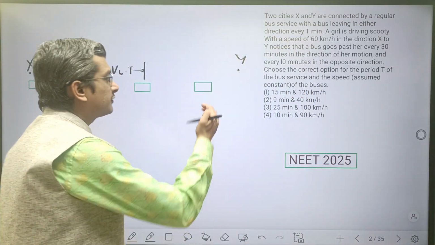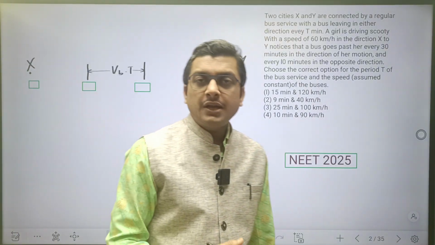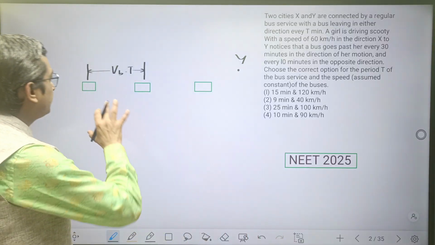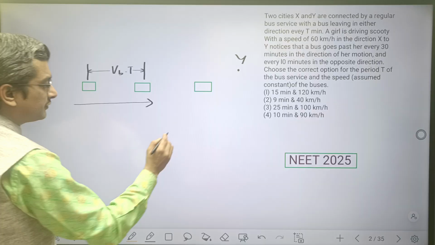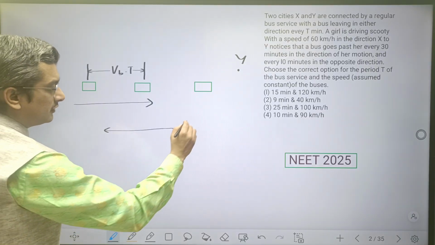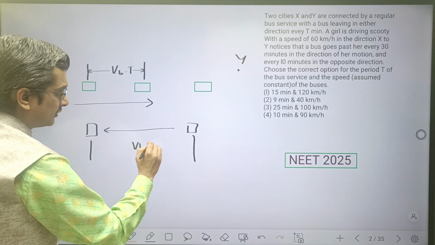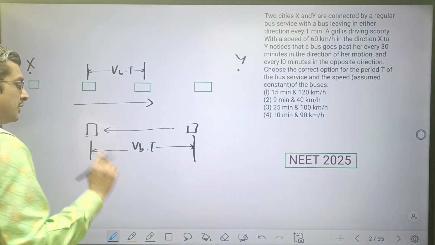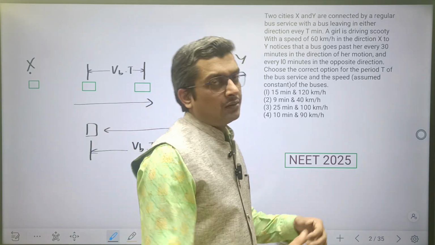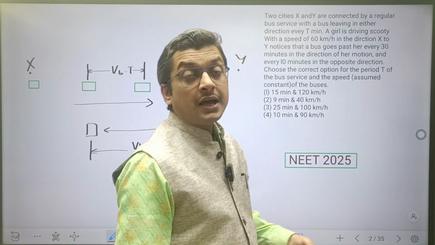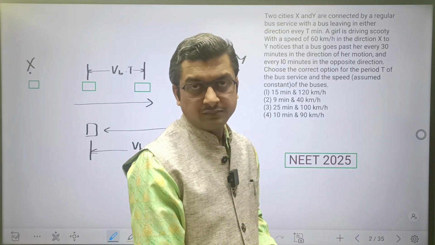Now, no matter whether the bus is leaving from X to Y or from Y to X, the distance between any two successive buses is given by Vb into T for the buses moving from X to Y, and for the buses moving from Y to X, again the distance between any two consecutive buses is given by Vb into T. Now the situation in the question is like, suppose I am riding a scooty and moving from city X to city Y. I observe that after every 30 minutes, one bus overtakes me.